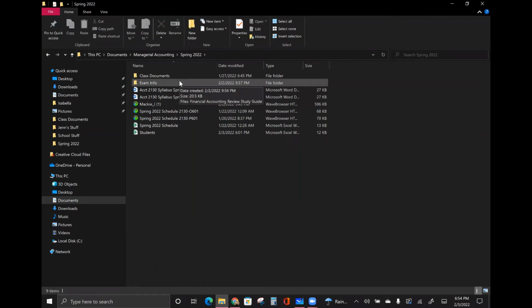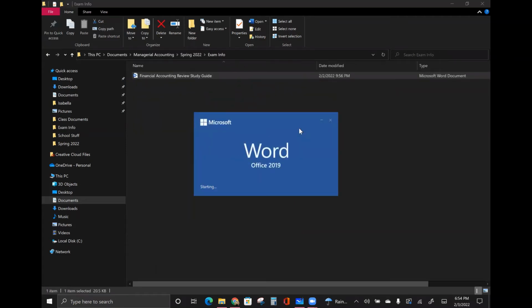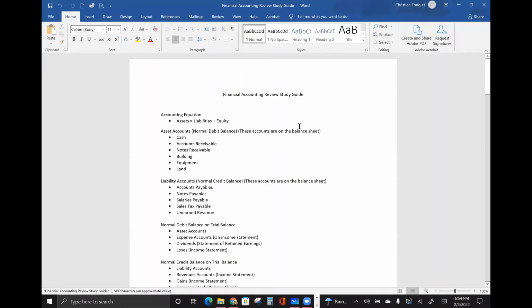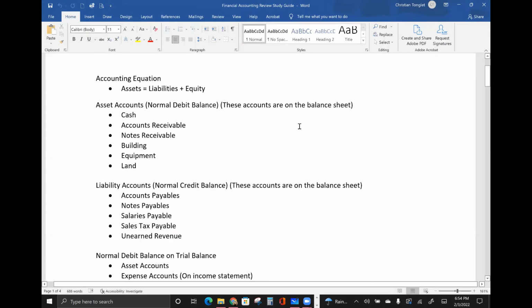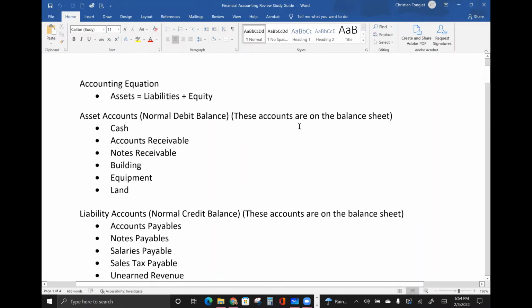Okay, so let's look at some of this study guide. This is a study guide I put together when I put together the test last time. We have some example questions. Okay, so what is that accounting equation? Make sure you know the accounting equation. The assets equal liabilities plus equity.